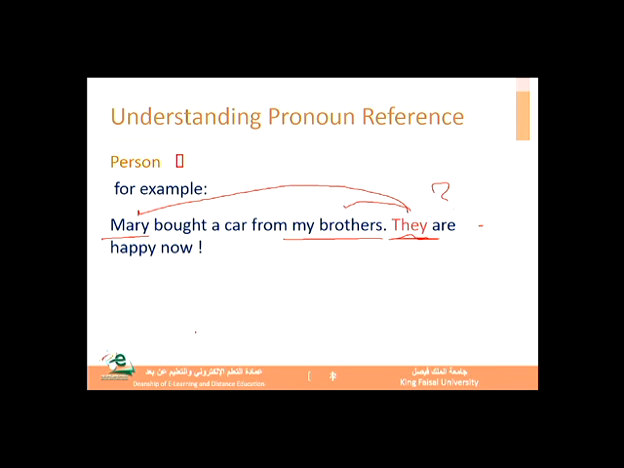Let's take this example. Here we have Mary bought a car from my brothers. Now this is plural, right? So this is agreement in number, basically. Mary is one. My brothers, plural. They is basically plural. So we know that this is the correct answer, this is incorrect. Why? Because this is singular and this is plural. This is plural. There is agreement. Right? So we know that they refers to my brothers. Okay?